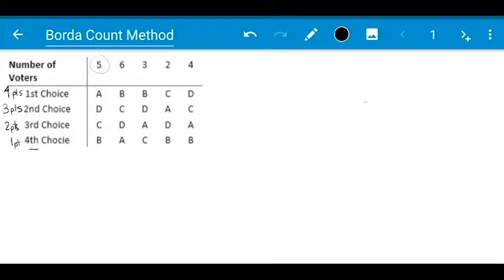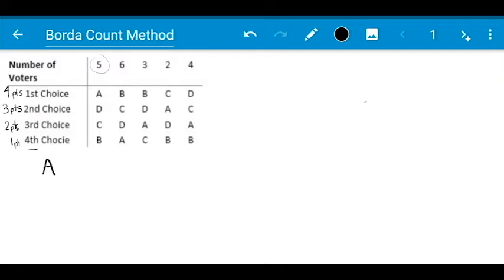So these 5 people are assigning A 4 points, D is going to get 3 points, and C is going to get 2 points. So we're going to multiply 5 by 4, 5 times 3, 5 times C's points, and then 5 times the B's points. So instead of writing it all out, tallying up our points, we could create our whole table. We're going to do this the shortcut way.